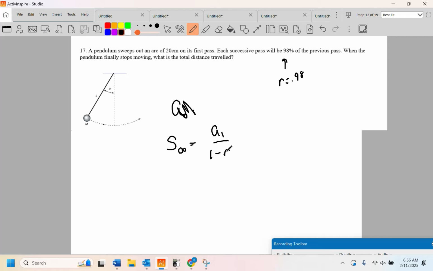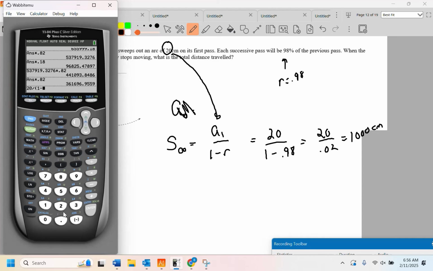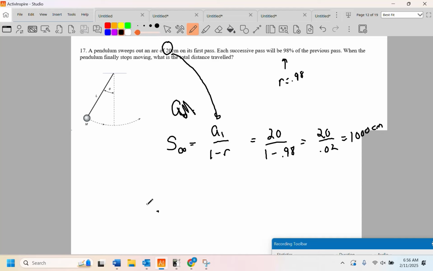All right. First term, 20 centimeters. 1 minus r, 0.98. And, you know, if you want to do this in here, this is 20 over 0.02. And that's going to be 1,000. I know you don't believe me. But 20 divided by 1 minus 0.98 is 1,000. 1,000 centimeters.